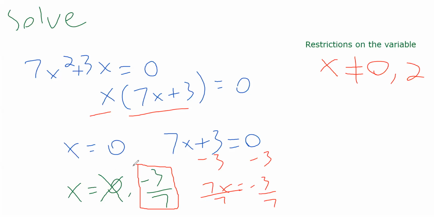If for some reason negative 3/7 was also one of our restrictions, if it was up here, and we crossed out both possible solutions, then the answer to this one is that there's no solution. There's nothing that works. There's no value you can substitute in for the x that's going to solve anything for you. Okay, so that one's down, negative 3/7.